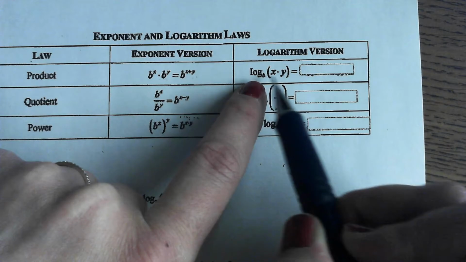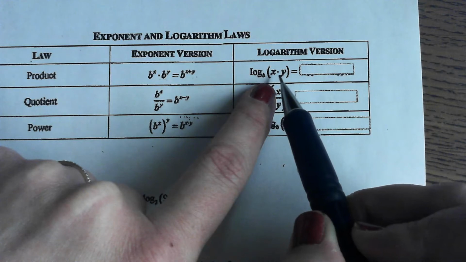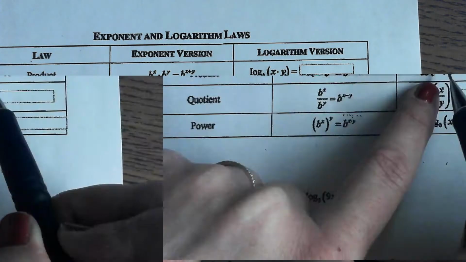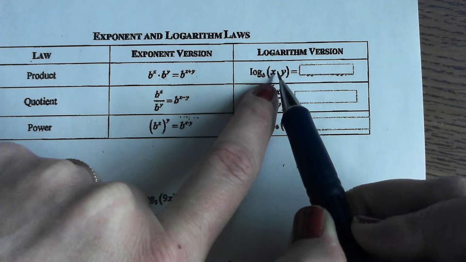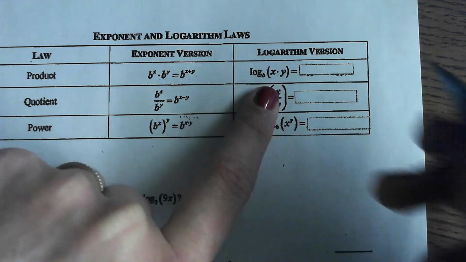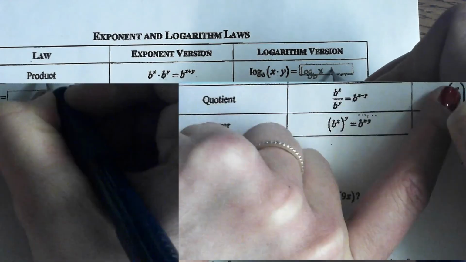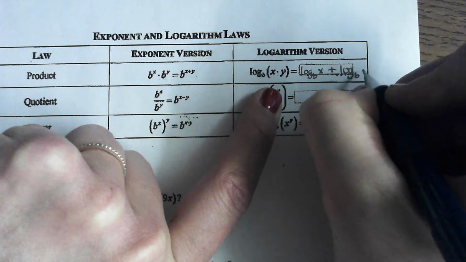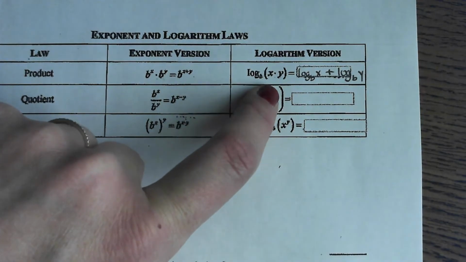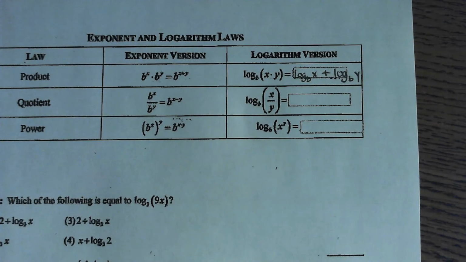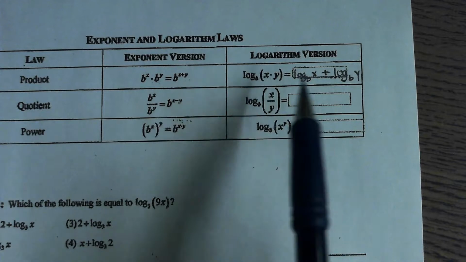Right now it's a single log, but it's a single log of the product of two things. We're going to expand that into two separate logs that are going to be added together. So again, this multiplication will link to addition. This is going to be log base b of x plus log base b of y. And we'll see over today, sometimes you're asked to condense, sometimes you're asked to expand. So you can use this in either order.